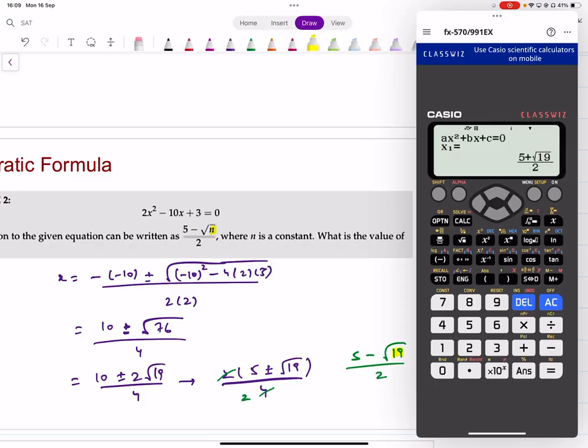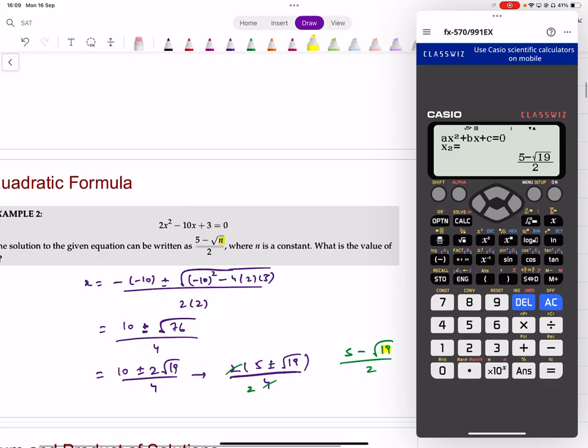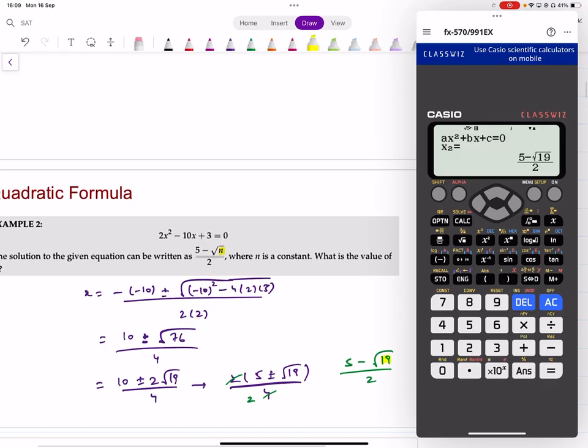So this is one answer. The other answer is 5 minus under root 19 over 2. That's the one that we're looking for. The value of n would be 19 here. So if you have this, you can just put this on your calculator and write down the answer directly from that.